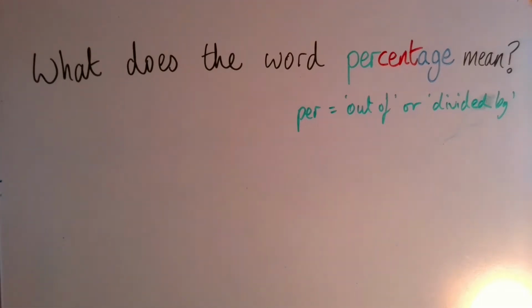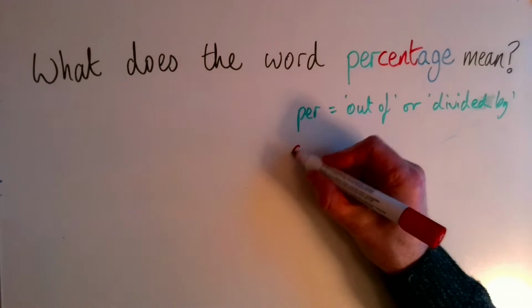So per, and we talk about miles per hour, don't we? And that means the distance, the miles divided by the hours. So if you went 120 miles in 2 hours, you would have gone 120 divided by 2, 60 miles per hour as your speed. So per means out of.